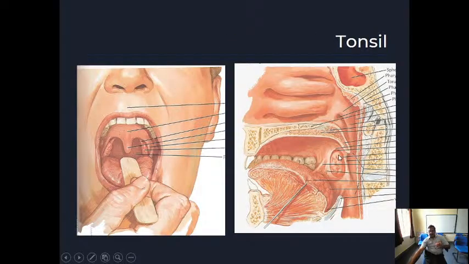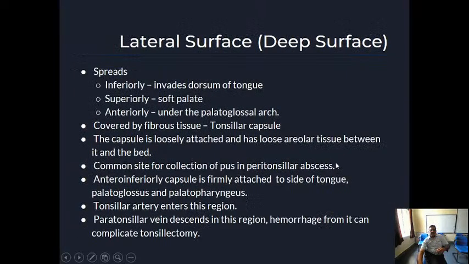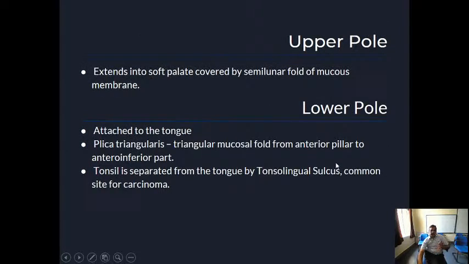Okay, this is how it is. This is the upper pole attached to the soft palate, the lower pole attached to the base of the tongue. To the base of the tongue, that is the palatoglossus muscle, and that is the palatopharyngeus muscle. So this is the medial surface of the tonsil, which is projecting into the oropharynx. Then we go to the lateral, the upper pole we have seen, lower pole we have seen how it is attached to the base of the tongue.